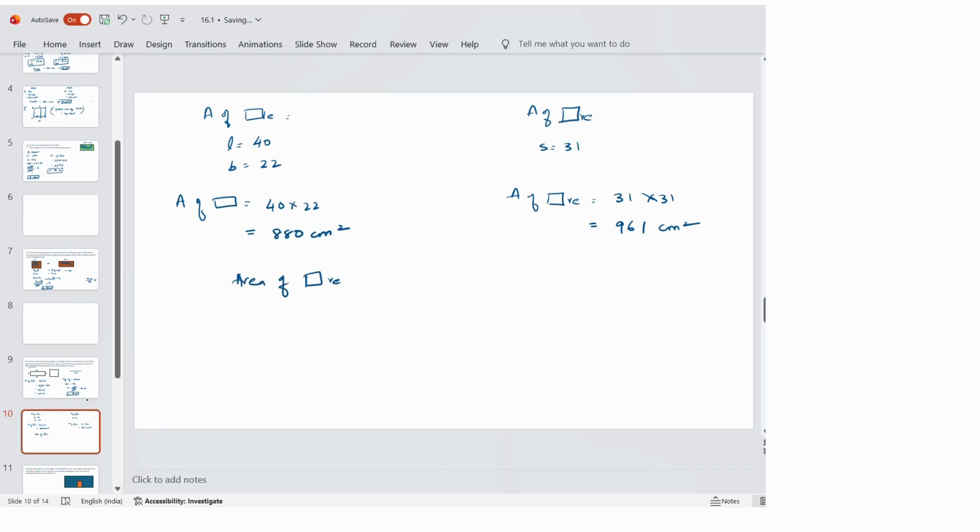Area of square exceeds area of rectangle by 961 minus 880, which will become 581 centimeters square. That's your answer. Box it. Oh, there you have it.